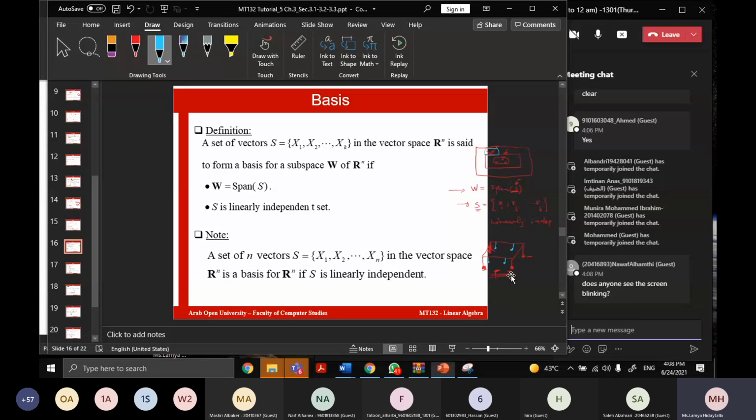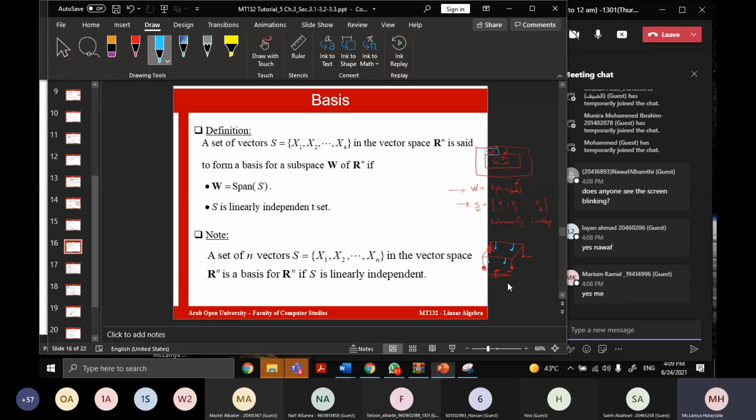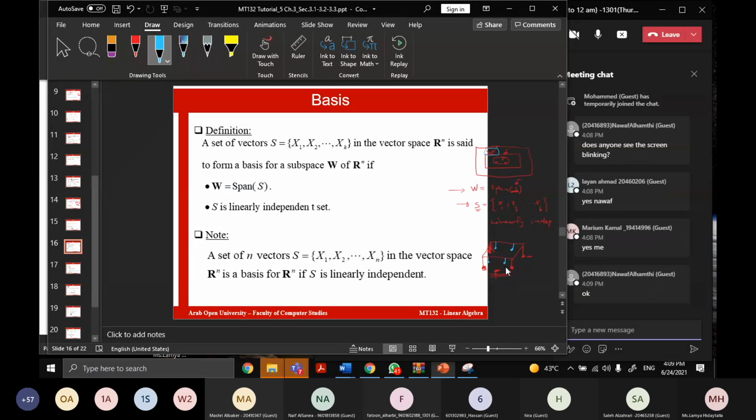Yes, it is blinking even for me, and I don't know what's the case, but let's finish this part. When I'm not using the pen, it's okay, correct? Okay. Right.